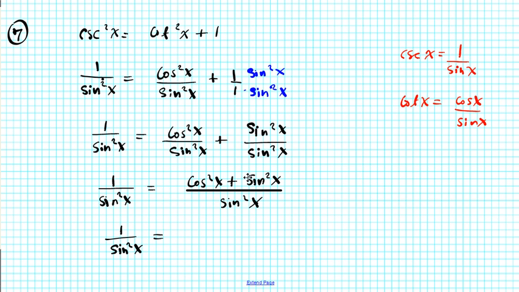Now the top right here, remember the identity? Cosine square x plus sine square x is 1. Okay? Divided by sine square x. And there you have the left hand side plus the right hand side. That means you are done.